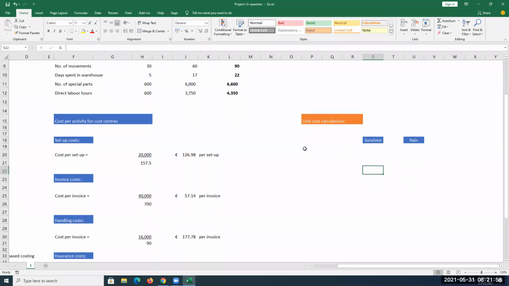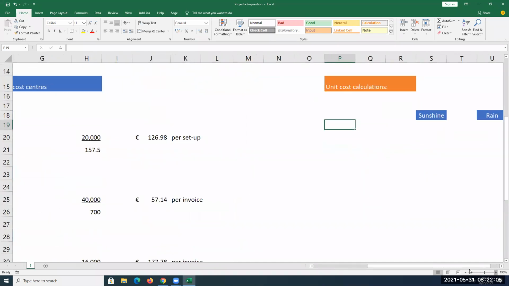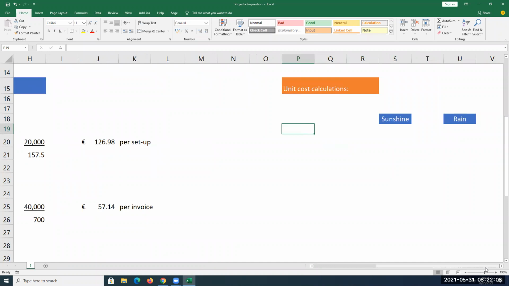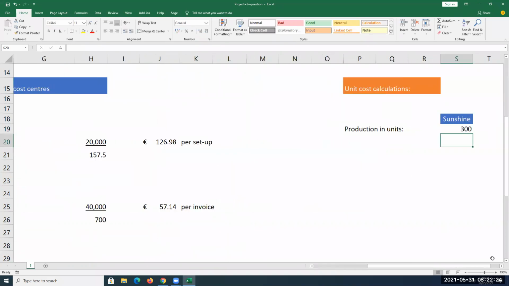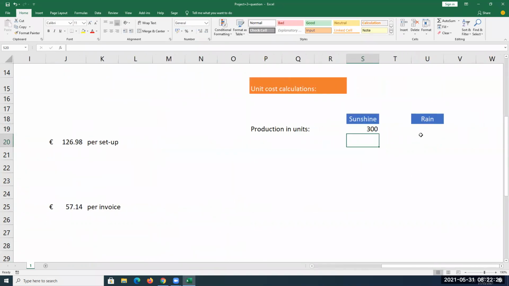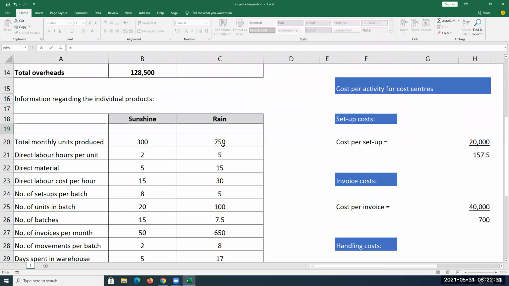Okay. Now let me zoom in further. Okay. So first of all, production in units. Okay. So how many units of sunshine we need to make every month? It is given 300. And for the other product, rain, we need to produce 750 units.